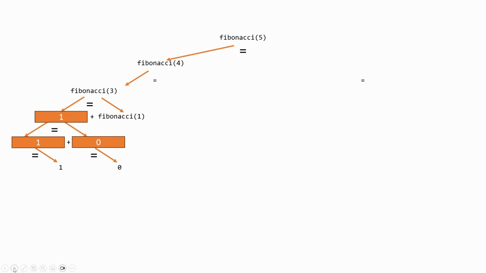So now we concentrate on what Fibonacci 1 does. Fibonacci 1 is the base case and it returns a 1. And so Fibonacci 3 gets the value 2. Fibonacci 4 called Fibonacci 3 plus Fibonacci 2.